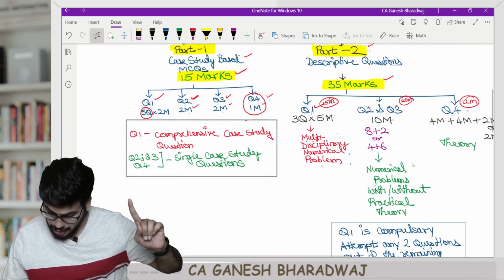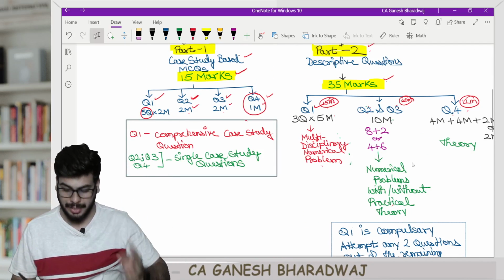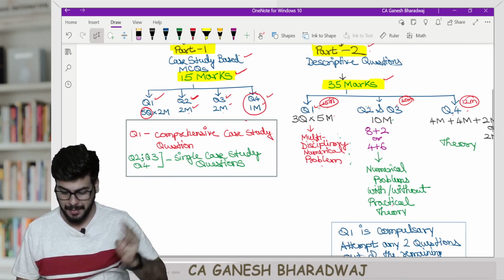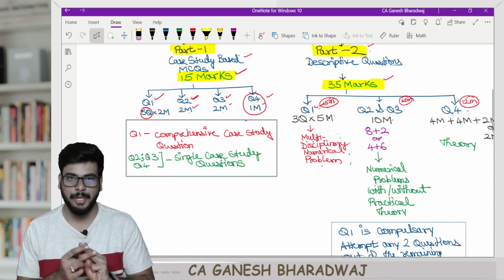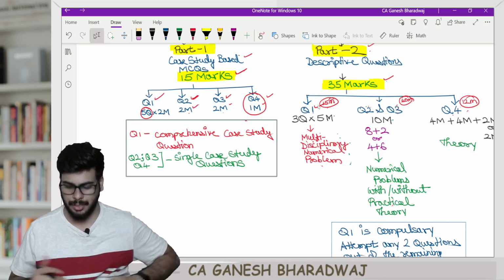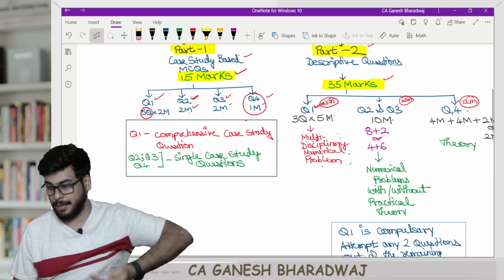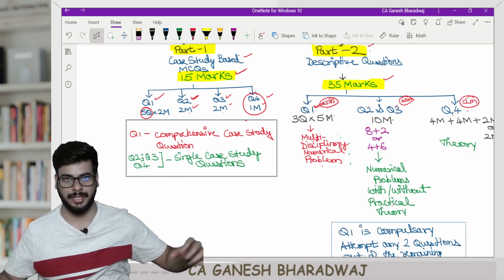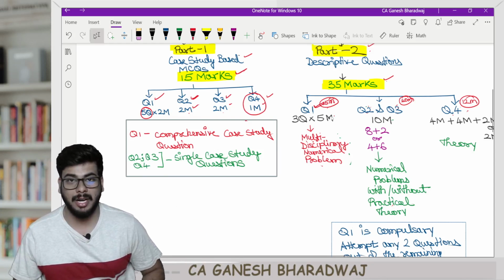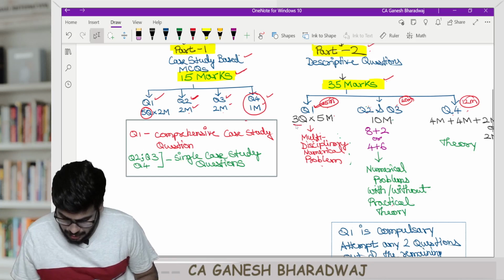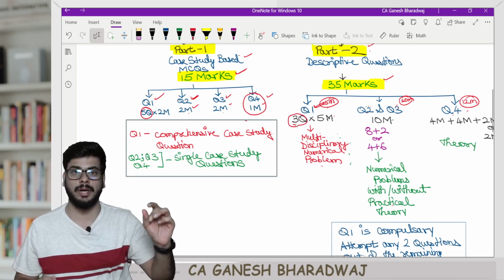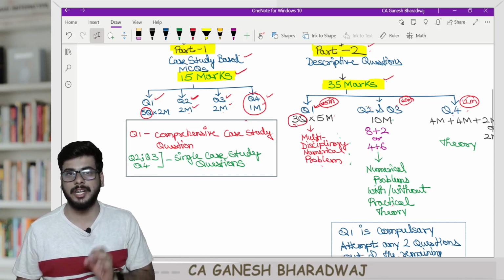I'm sorry. So there is a total of 4 questions, right? There is question number 1, which is compulsory. Out of the remaining 3, you need to attempt 2 questions. Clear with this, guys? Question number 1 has 3 sub-questions inside it, 3 independent questions, each carrying 5 marks. But remember, each of these 3 questions in question number 1 are generally tested from different chapters.